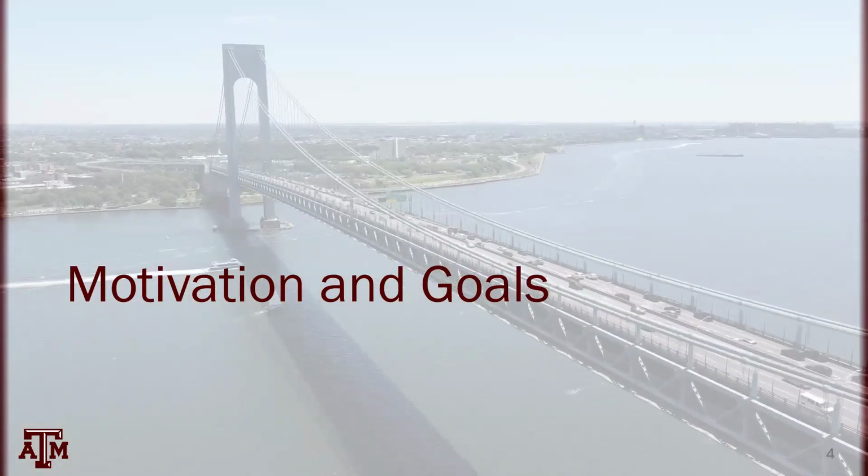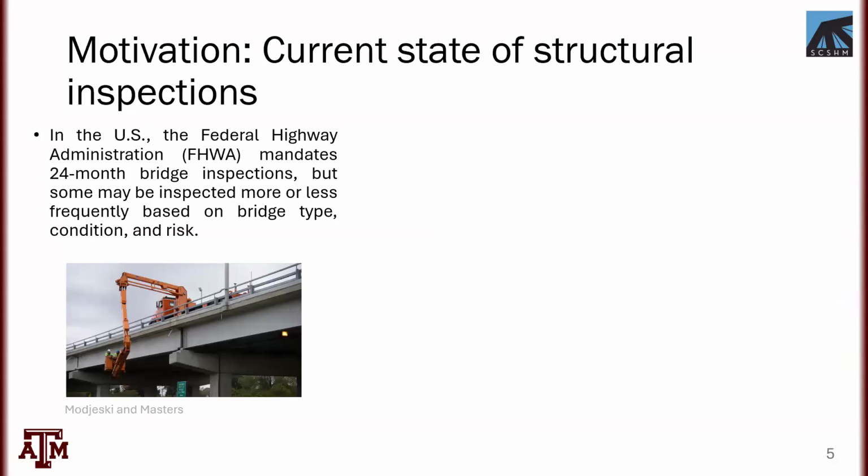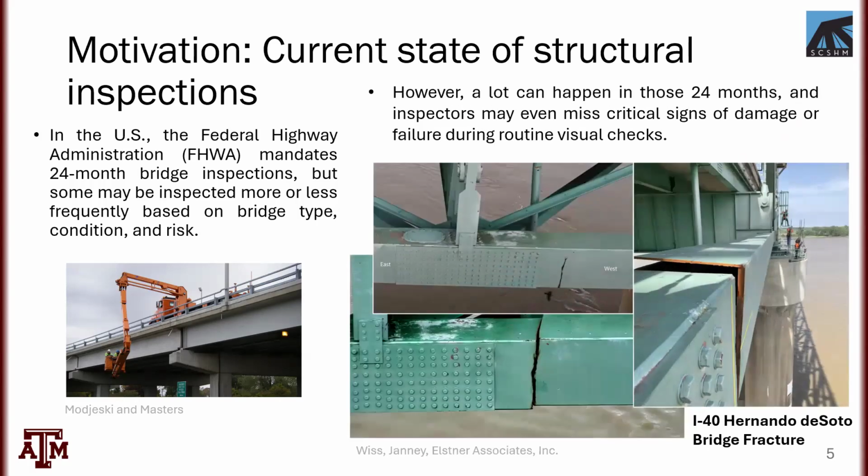So let's get started. In the United States, the Federal Highway Administration mandates that we inspect bridges every 24 months. Now, depending on the condition and status of the bridge, meaning things like the bridge type, condition, associated risks, this frequency can be changed up a little bit. But even with this frequency, you can tell that critical damages can be missed. So if there is damage, there can be many months before someone looks at it.